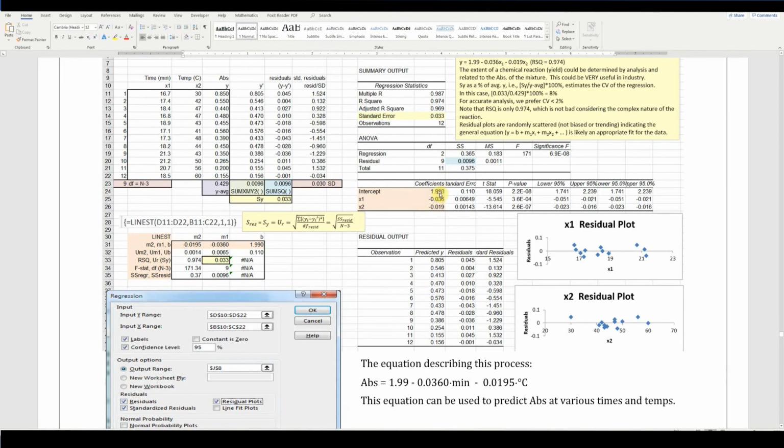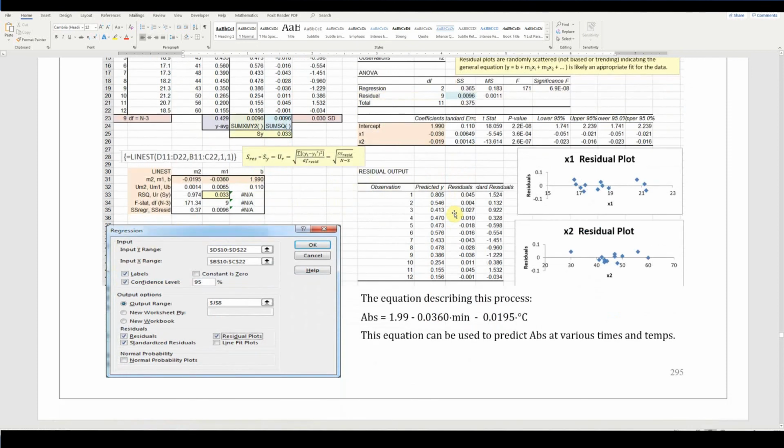Here are the coefficients, and they're labeled for us: the intercept, and then x1, recall that's the coefficient for the time values, and x2, which is the coefficient for the temperature values. And here are the standard uncertainties of them. So taking this information, we can write the equation of the line.